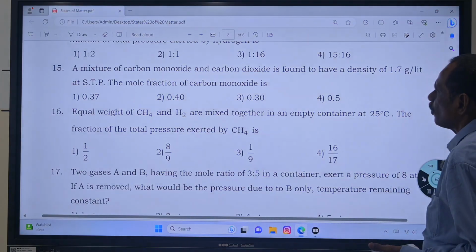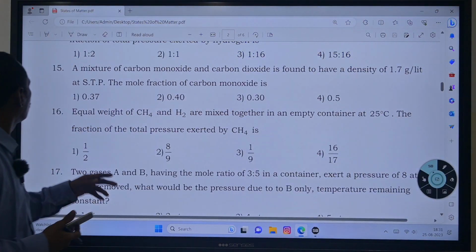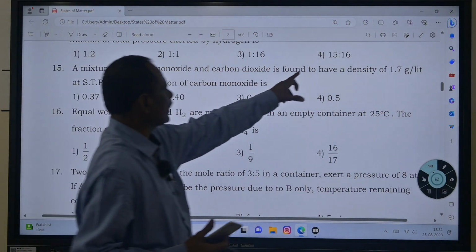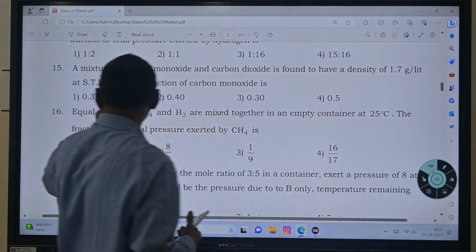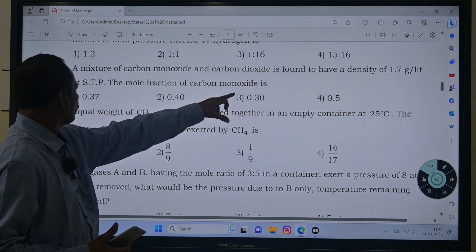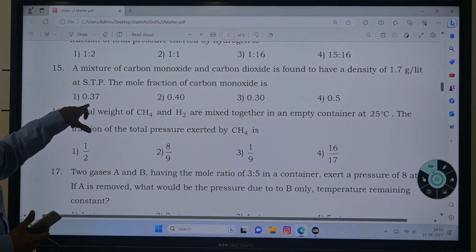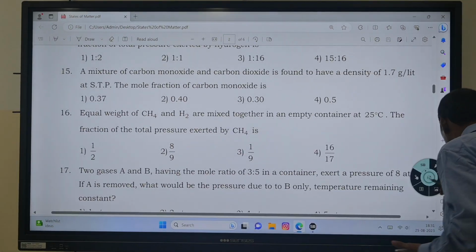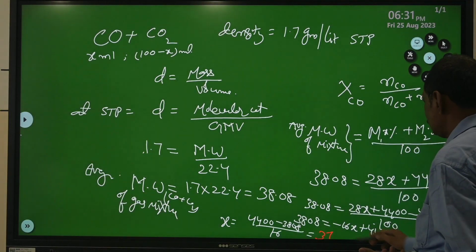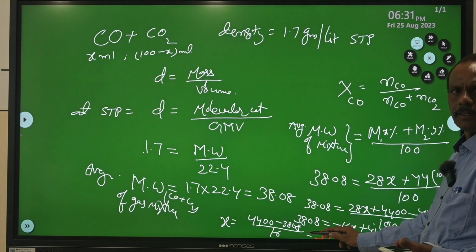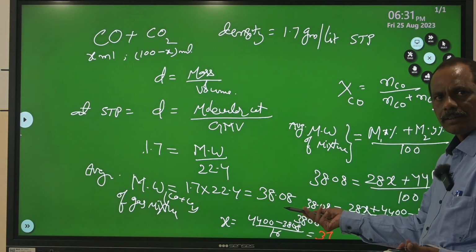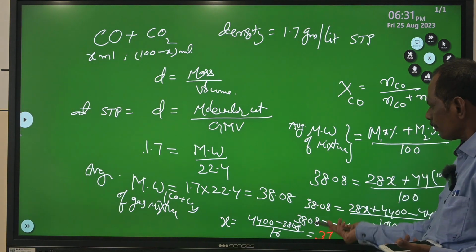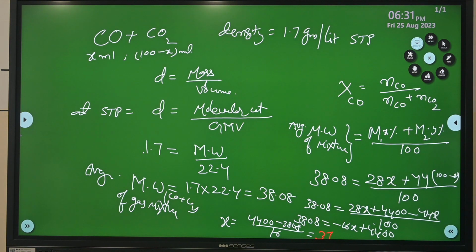Let us see what are the options given. Question 15: A mixture of carbon monoxide and carbon dioxide is found to have density 1.7 grams at STP. The mole fraction of carbon monoxide is 0.37. Here 37 is for 100, so mole fraction means for 1. That is, 0.37 is the answer.